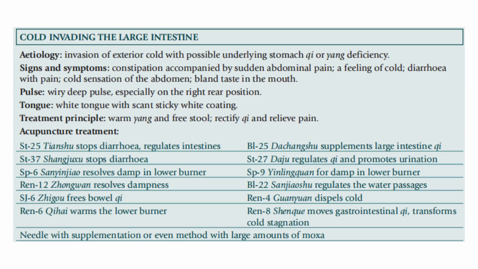Stomach 27 regulates qi and promotes urination. Spleen 9 for damp in lower burner. Bladder 22 regulates water passages. REN 4 dispels cold. REN 8 moves gastrointestinal qi, transforms cold stagnation. We needle with supplementation or tonification or even method with large amounts of moxa.